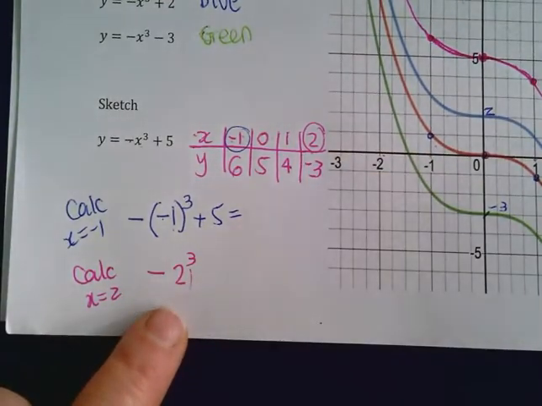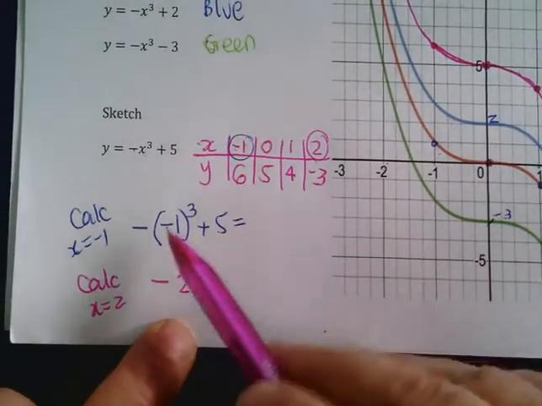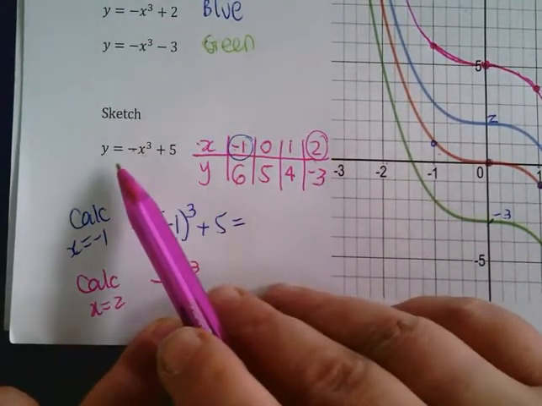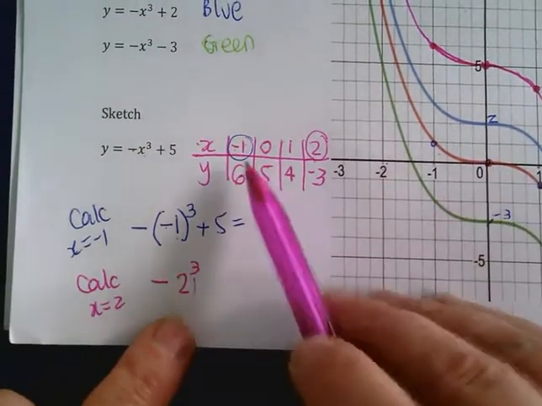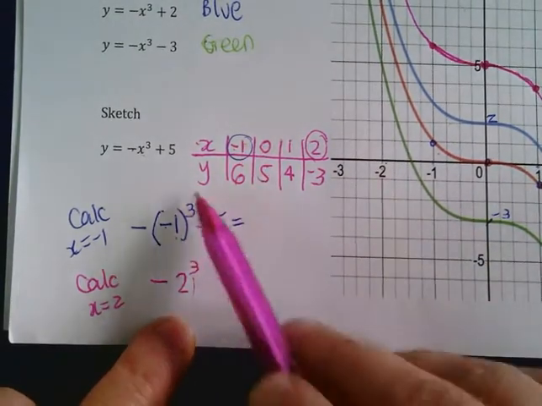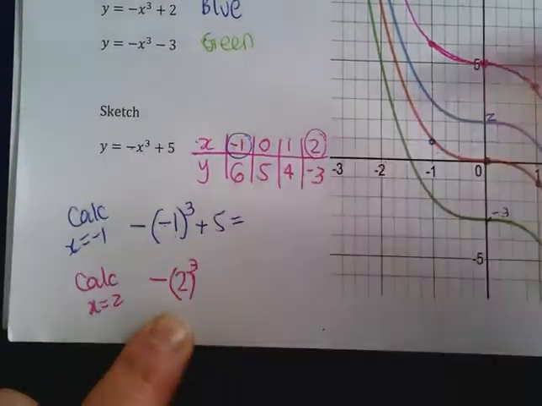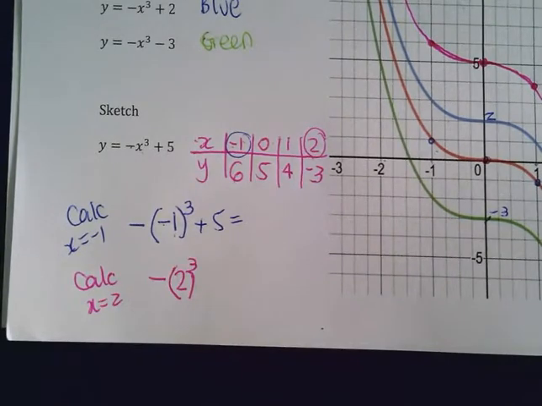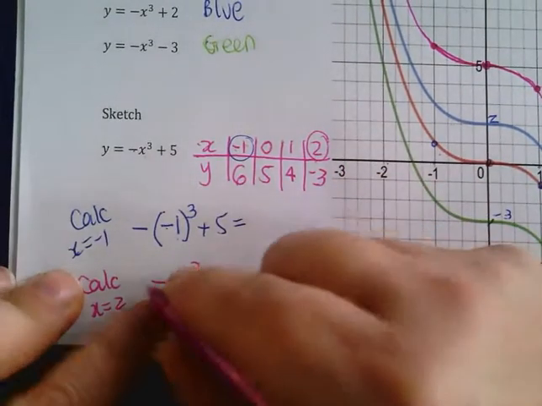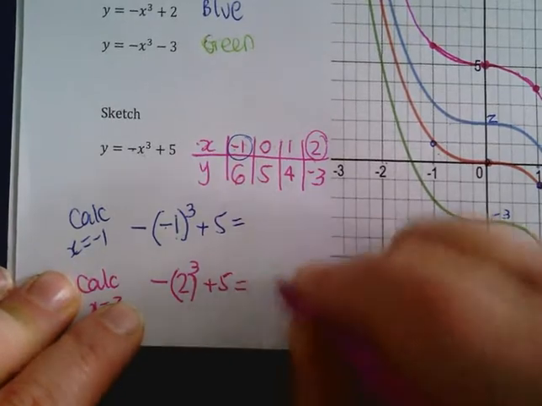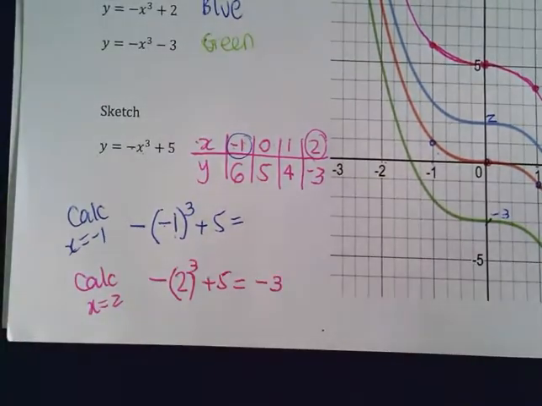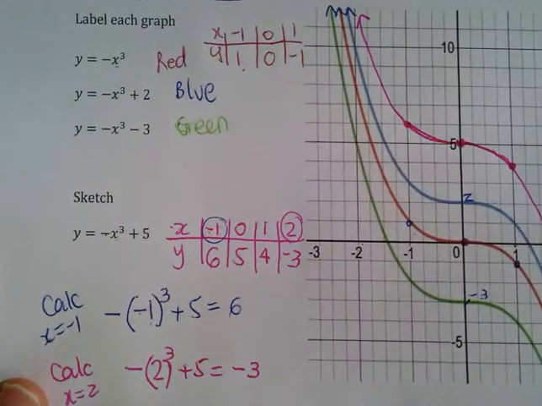Because it's not the negative that gets cubed. It's only the x that gets cubed, not the negative. This happened to be a negative x value. So if you want, you can go -2 in brackets and then cube it. But the negative is not to be cubed out the front. Plus 5. That should give you -3. And this one should give you +6. Now, if you're not getting that right, you're doing something wrong.